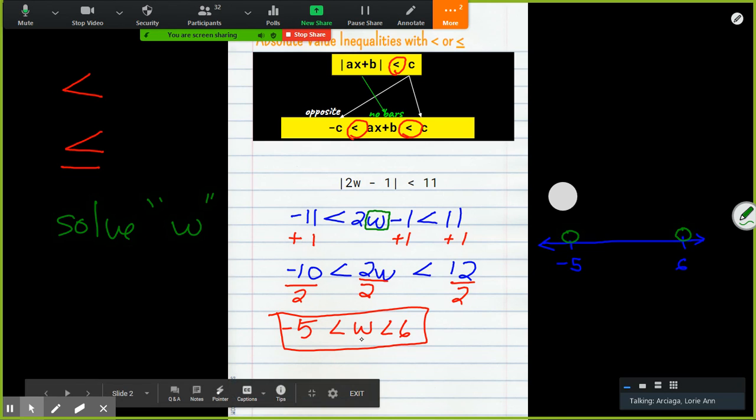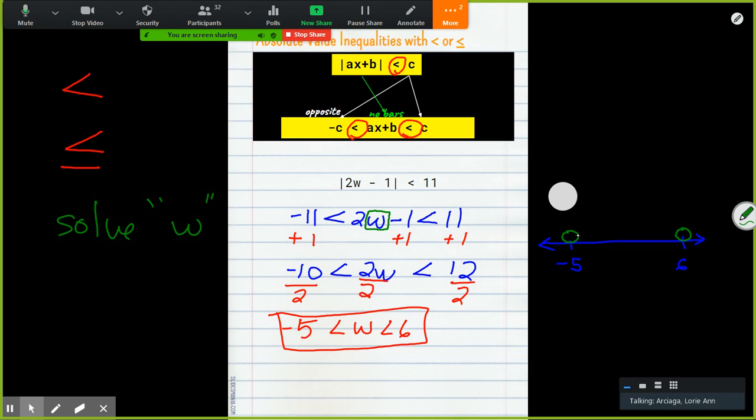Now W is in the middle. So that means we're going to shade and connect the two circles by shading the middle one. So that's the graph of the first problem.